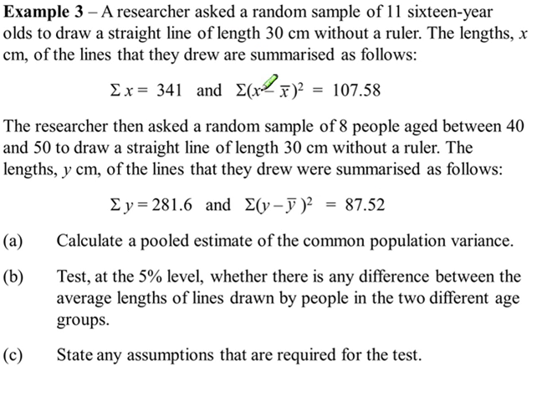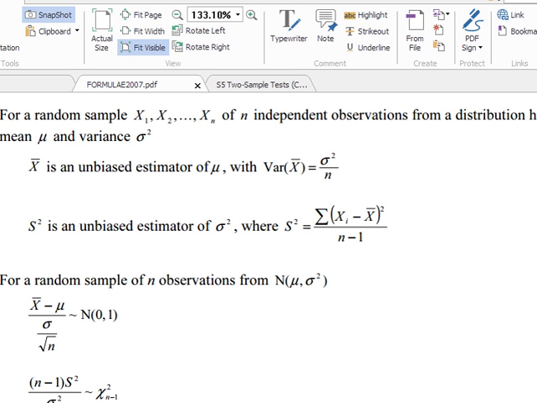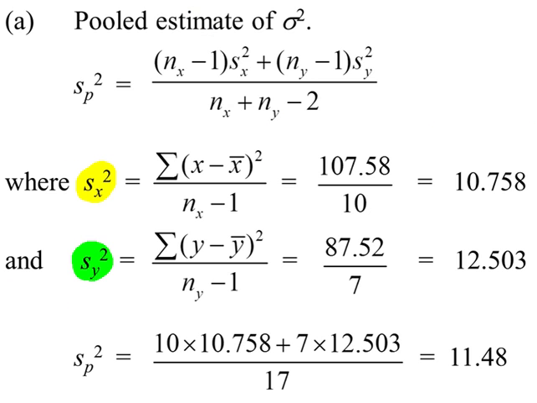Example 3, because we've got this summarized data in this form again, we have to use the formula on page 12 in the formula book, which is here. Working out each sample variance and then the pooled sample variance value. We have degrees of freedom, so 17 degrees of freedom.